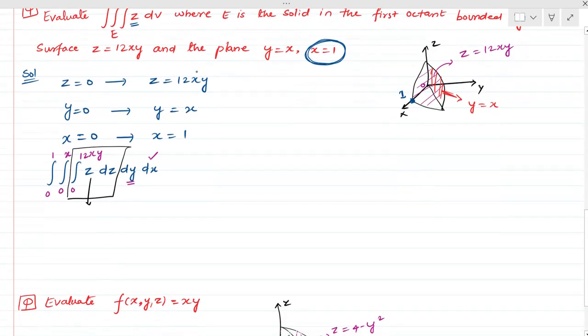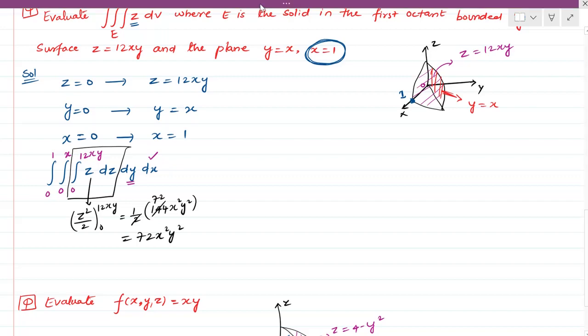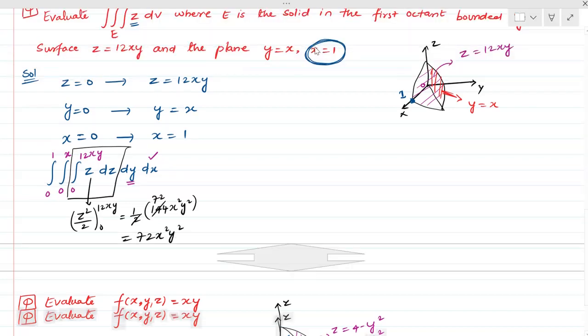So this is the integration, z square over 2. The limit is 0 to 12xy. If you substitute this, I am taking 1 over 2 outside. If you apply the limit, 144 x square y square. If you cancel this, it is 72. So this is 72 x square y square. This is the simplification part. Now I will just substitute this in the integral.